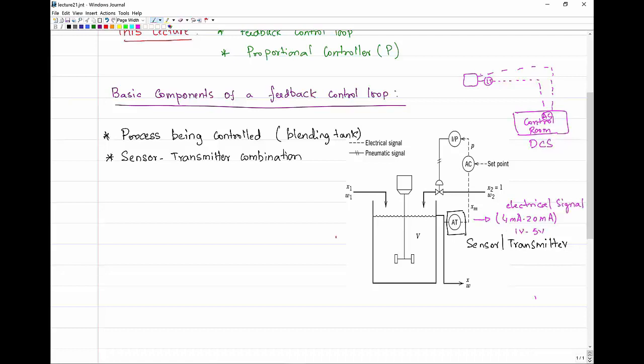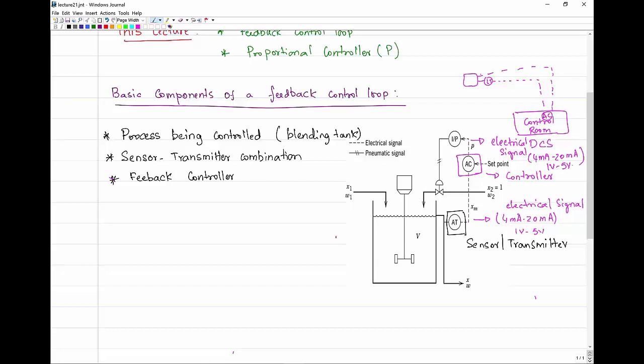Weak signals that are generally given out by sensors cannot be transmitted over such long distances without the signals getting corrupted or without the signals being very noisy. Therefore, we often have sensors come with a transmitter which magnifies the weak signal from the sensor and transmits across different units and or to the control room. Now this signal from the sensor is an electrical signal in the range 4 milliamps to 20 milliamps or 1 volt to 5 volts. That signal is sent to a controller.